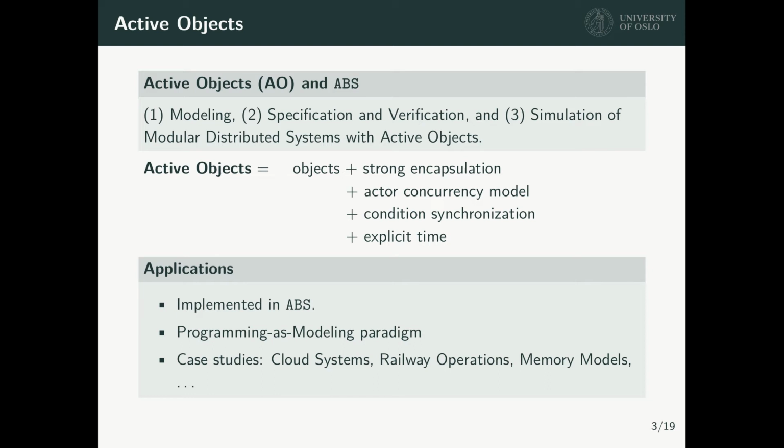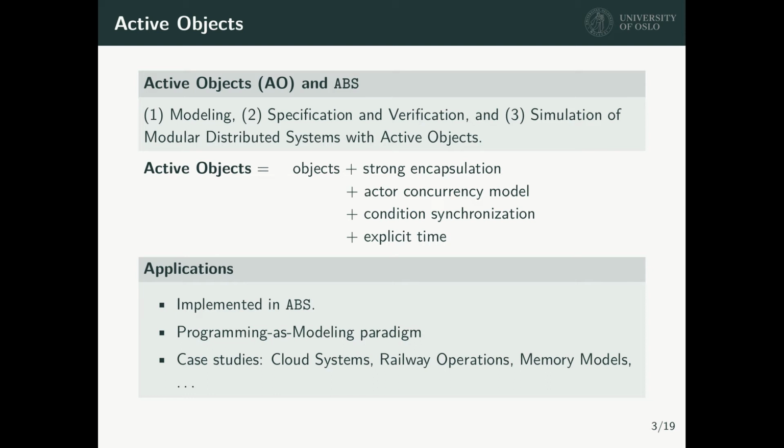So active objects have been implemented in several languages and are part of libraries for Java, for example. The, let's say, most prominent example is ABS. And just as the examples that I will show you later, it follows the programming as modeling paradigm, which means that we have programs, but they are not the implementation of the system, they are still an abstraction of it. So we are dealing with models of hybrid systems.